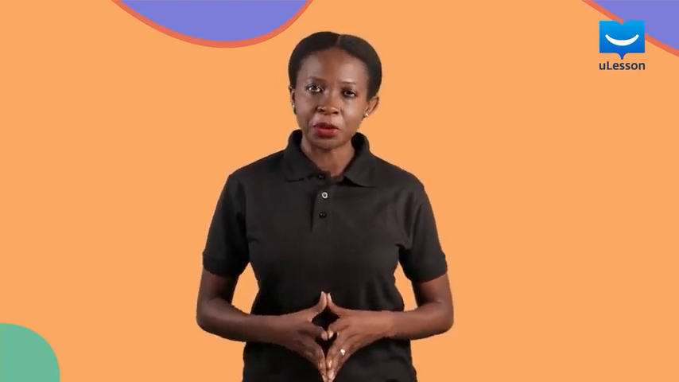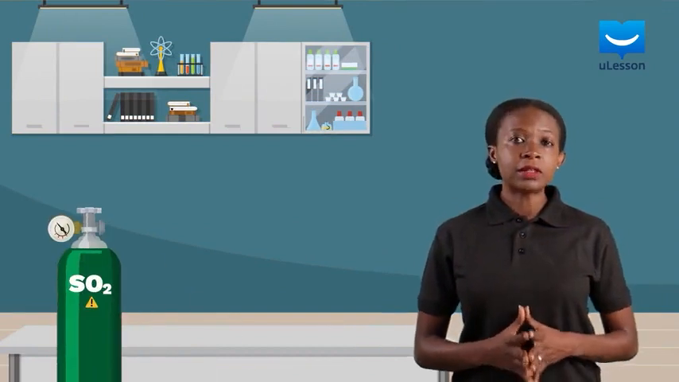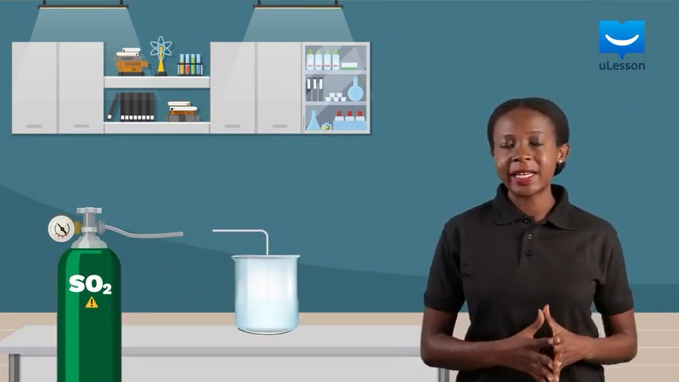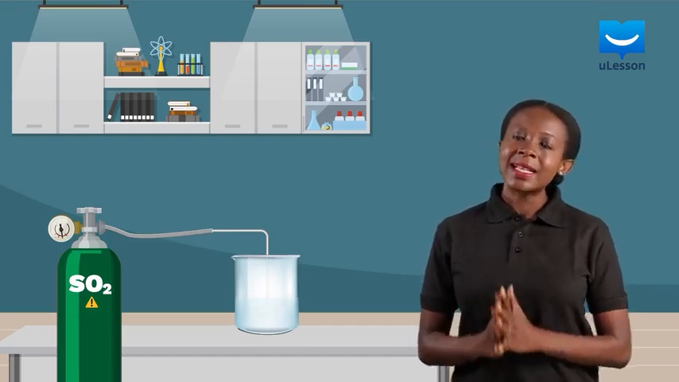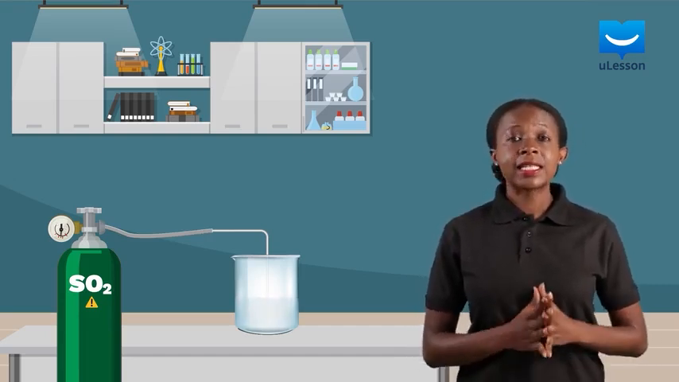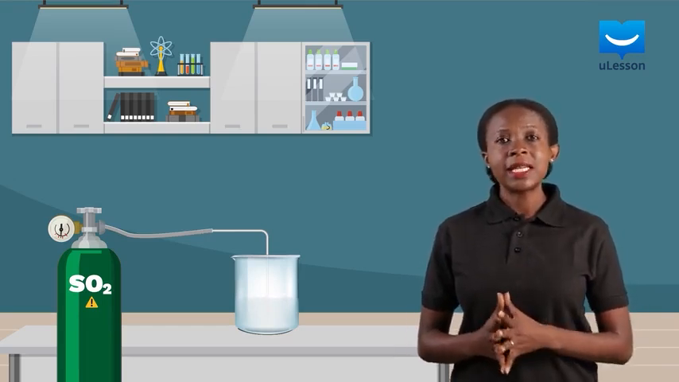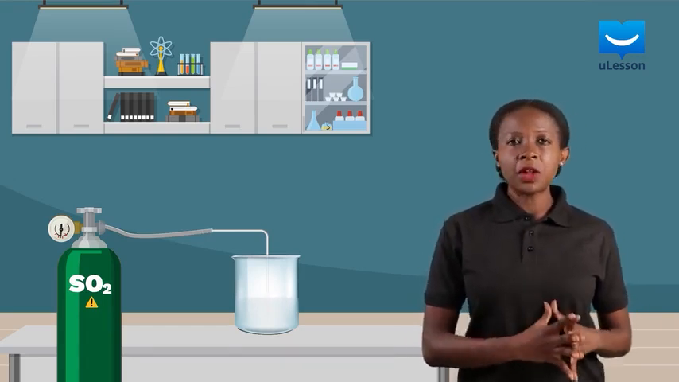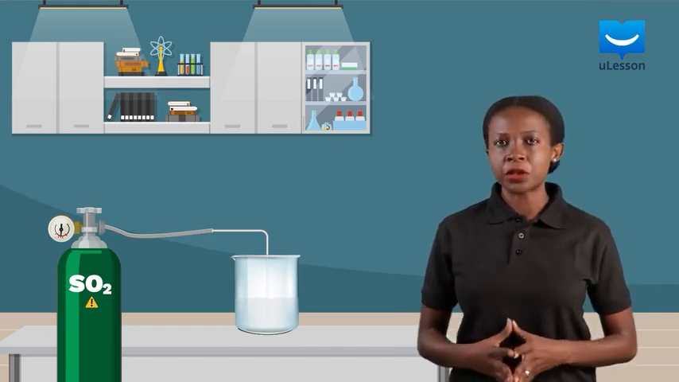Now let's discuss how trioxosulfate IV acid can be prepared in the laboratory. One of the methods of preparing an acid is to dissolve its gaseous acid anhydride in water. Since the acid anhydride of trioxosulfate IV acid is sulfur IV oxide, it means that trioxosulfate IV acid can be prepared by dissolving sulfur IV oxide in water.